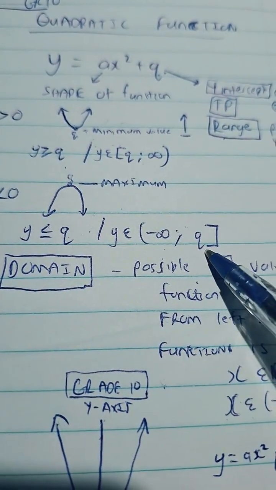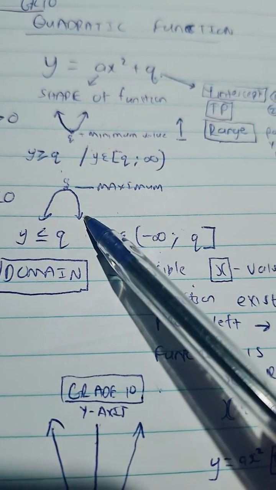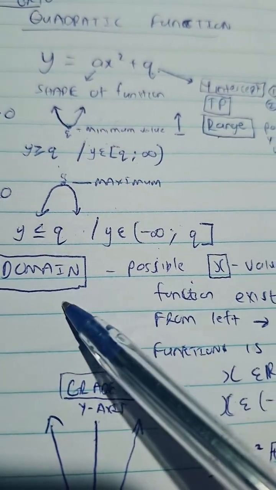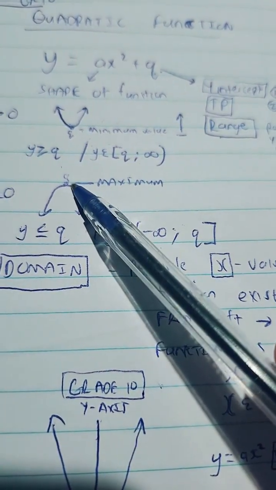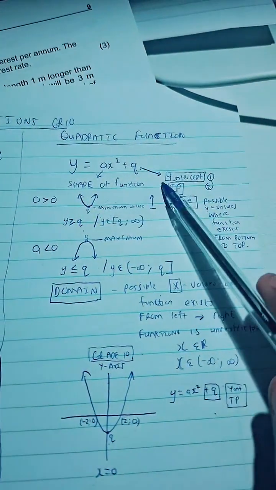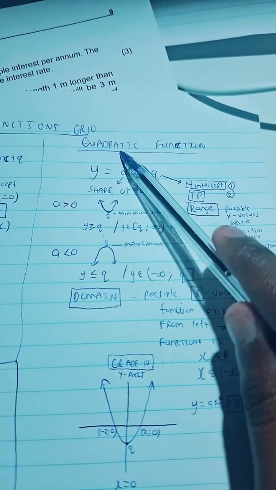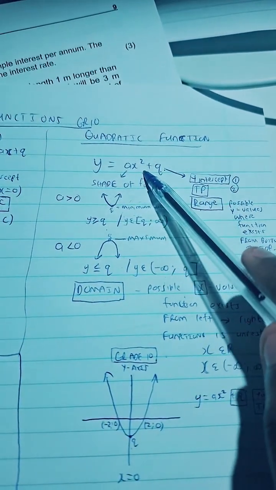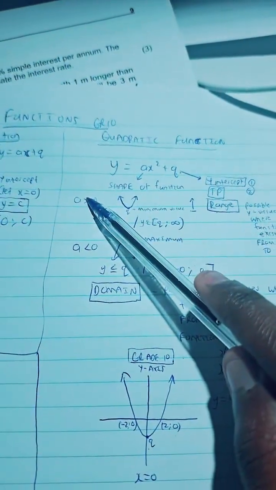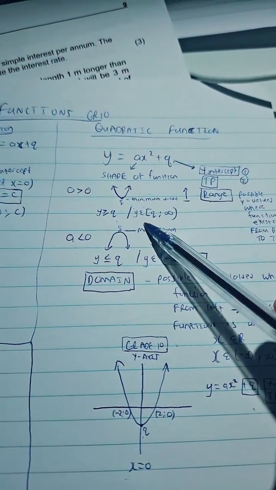So we say square bracket. We open bracket for negative infinity, because when we say negative infinity, it is forever and ever from the negative values of y all the way to q. That is our range. So this is generally how we try and understand the form of the quadratic function y is equal to ax squared plus q. When we have the standard form, we can talk about a, we can talk about q in the following headings.